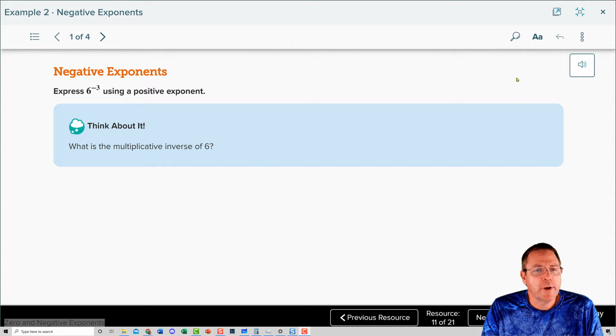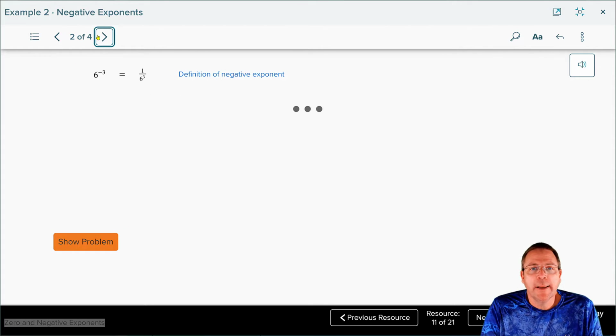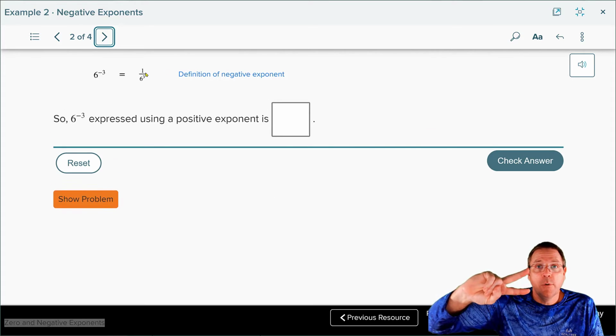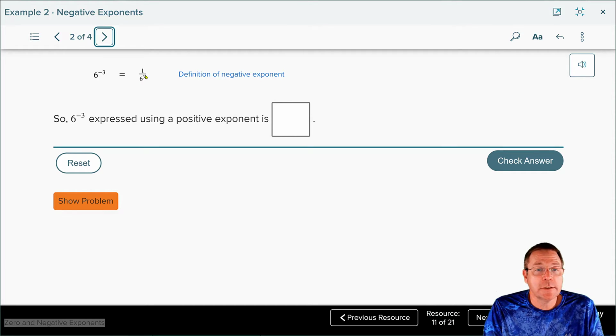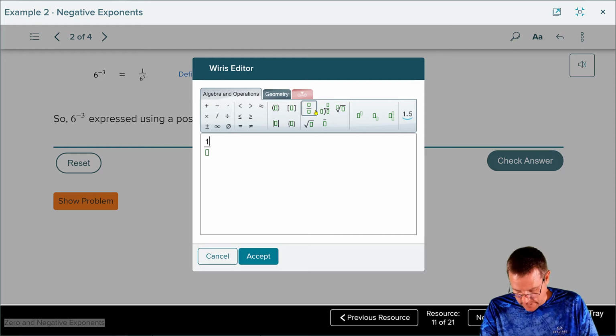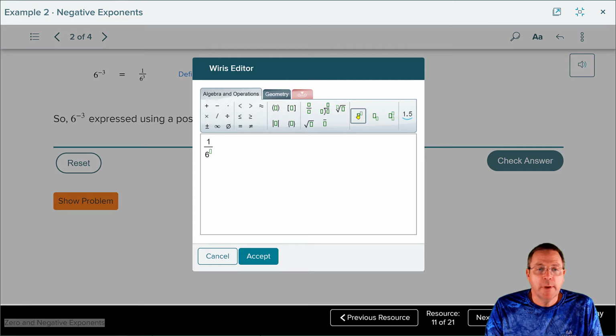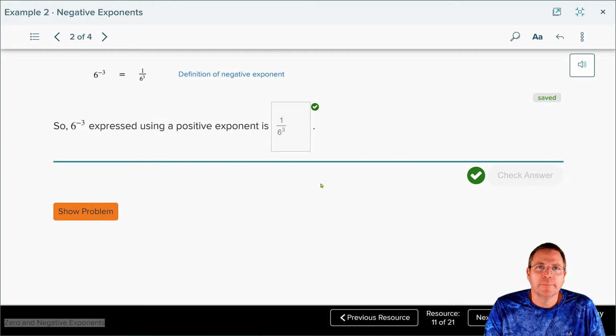The problem wants us to express 6 to the negative third power using positive exponents. So we're going to use the definition of negative exponent. All we had to do is take 6 over the invisible 1, flip it over, making it 1 over 6, and we kept the 3. So 6 to the negative 3 expressed as a positive exponent is, and yeah, I know they gave it to us, but let's go ahead and type this in because it's going to be a little tricky here. 1 over 6, and now the exponent to go with that 6 is going to be a positive 3. It really is that simple, guys.